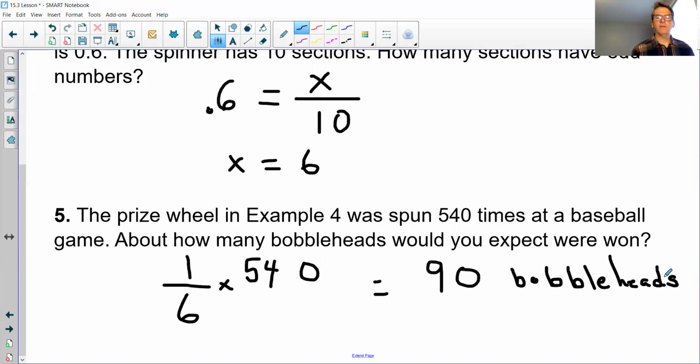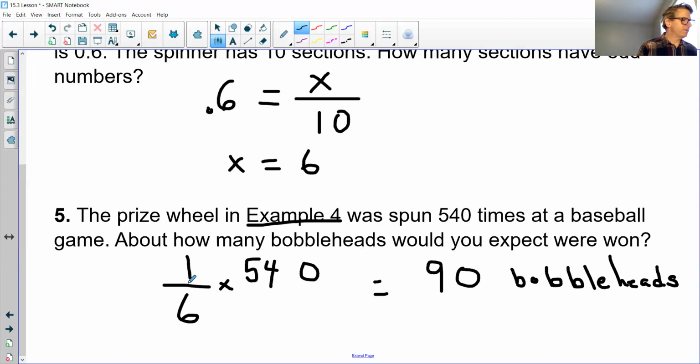So again, you're given the actual 1/6, which is what the probability was from example 4. So we pulled that from example 4. And they're told that it was spun 540 times. So we take the probability times the number of times, and we get 90 bobbleheads.